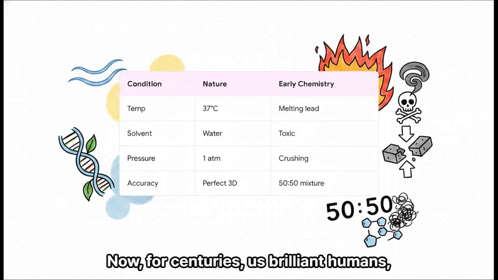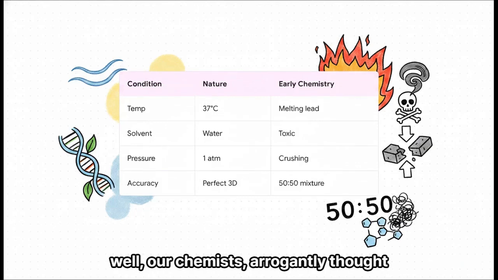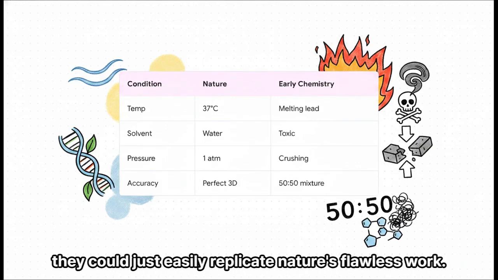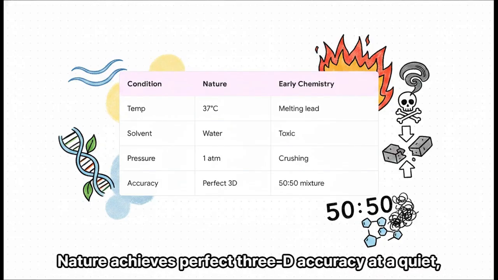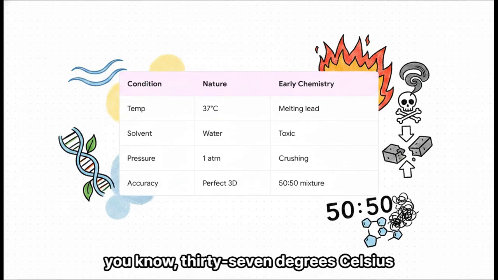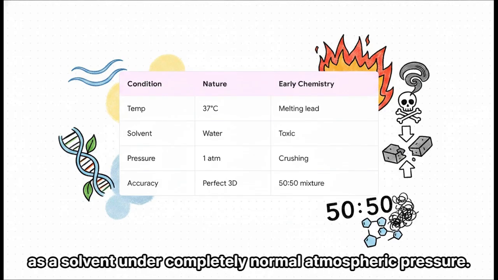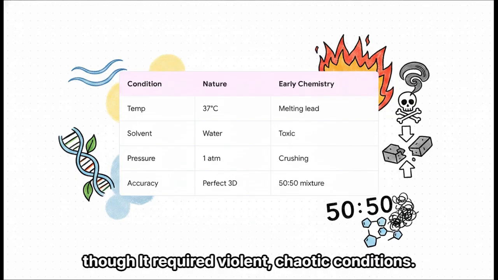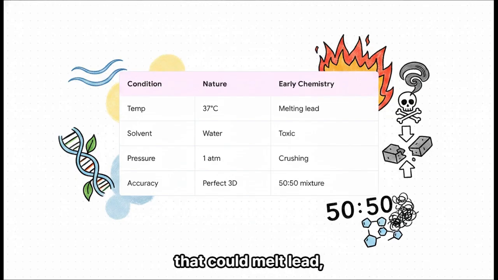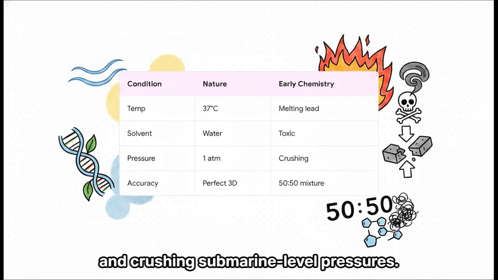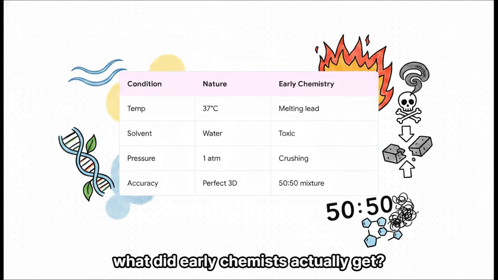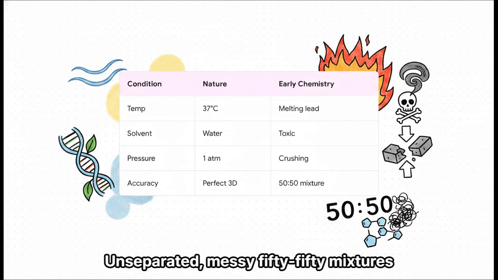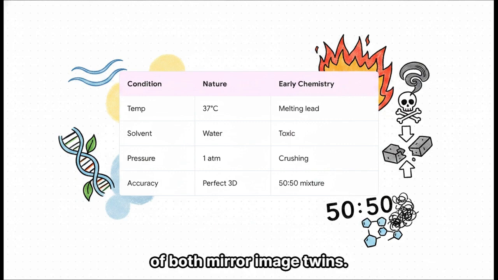Now, for centuries, us brilliant humans, well, our chemists, arrogantly thought they could just easily replicate nature's flawless work. But wow, the contrast is staggering. Nature achieves perfect 3D accuracy at a quiet 37 degrees Celsius, using plain old water as a solvent under completely normal atmospheric pressure. Early human chemistry, though, it required violent, chaotic conditions. We're talking temperatures that could melt lead, highly toxic solvents, and crushing submarine-level pressures. And despite all that violence, what did early chemists actually get? Unseparated, messy, 50-50 mixtures of both mirror image twins.